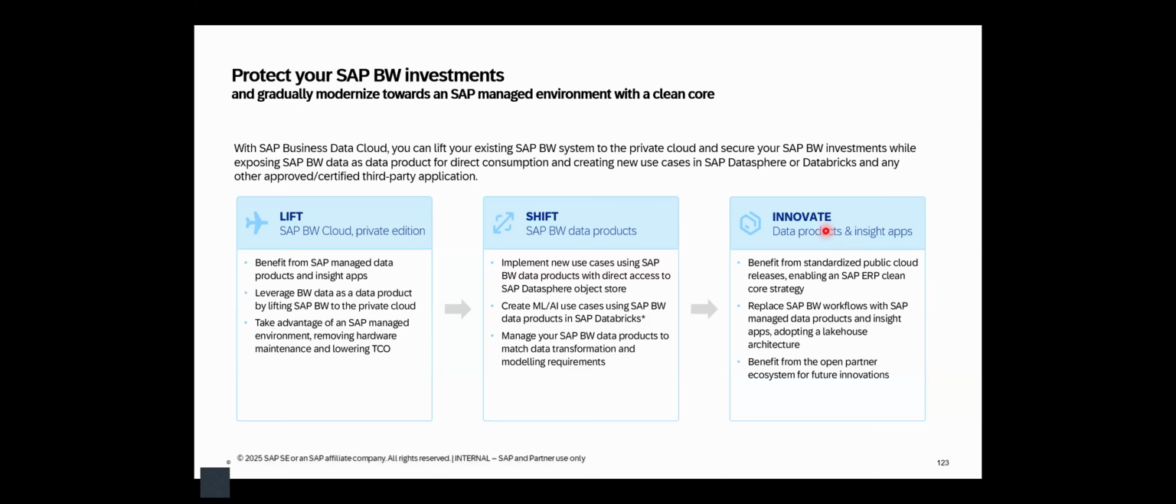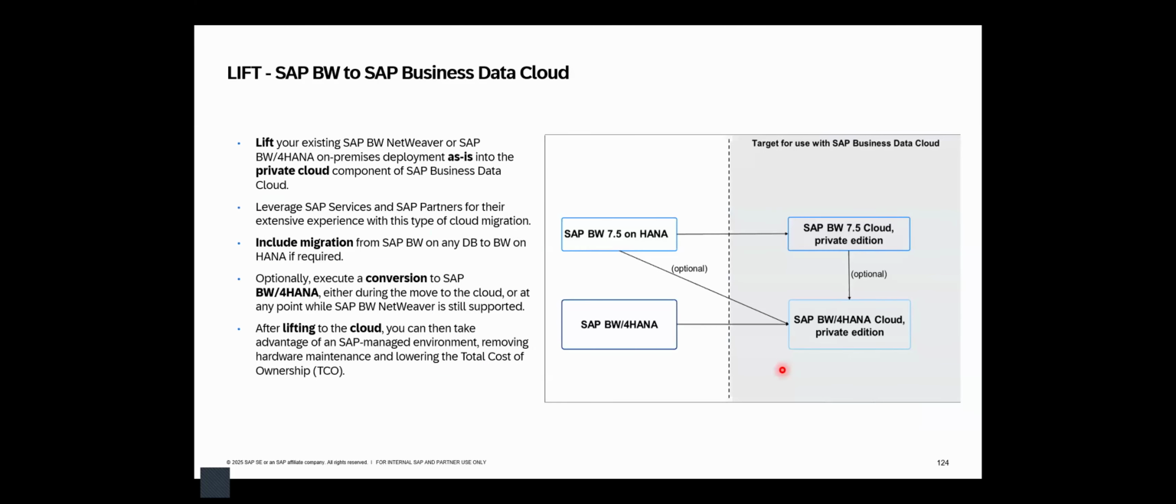Then comes the third step, which is innovate. It means you can switch over from BW content more to this lakehouse architecture, where along with the BW data products, you would then leverage directly the SAP managed data products and intelligent applications instead of the BW content. And that will also enable customers to follow a clean core principle for SAP BW and move away from a lot of customization. So that's the BW modernization story. Here are a little bit more details about each step. The first step is to lift your existing SAP BW NetWeaver, or SAP BW 7.5 on HANA, or SAP BW/4HANA on-premise deployment as is into the private cloud edition.